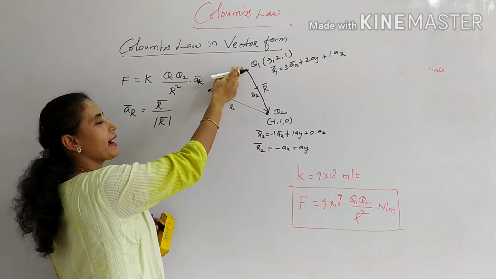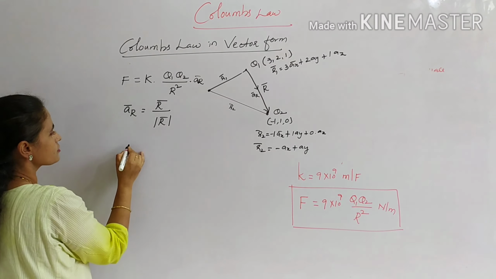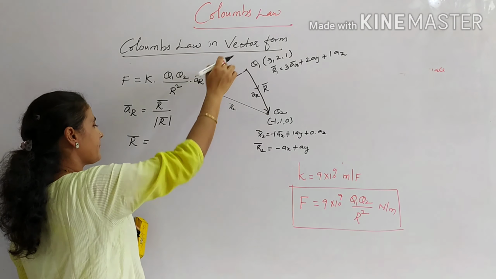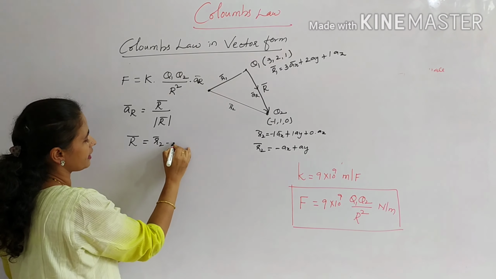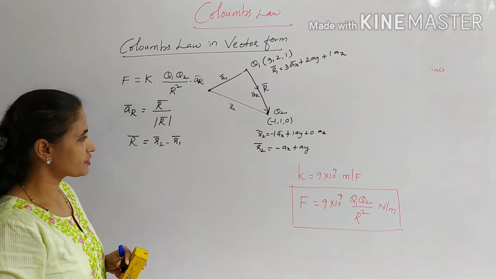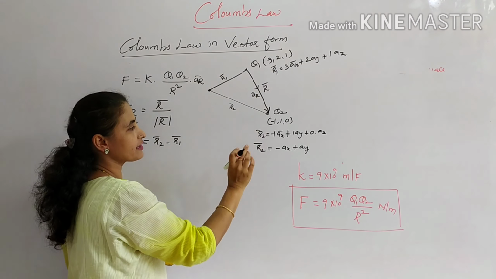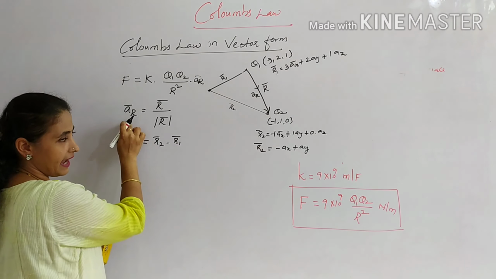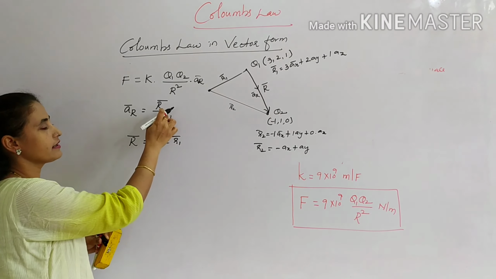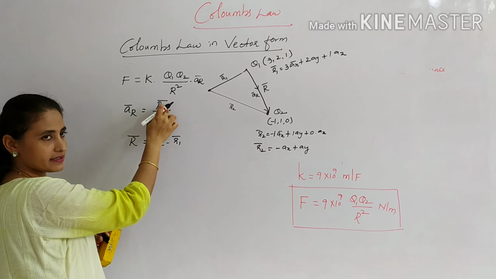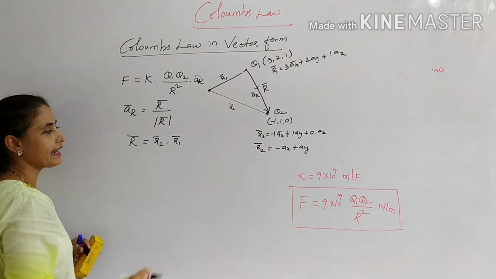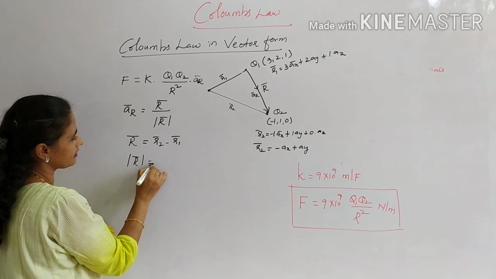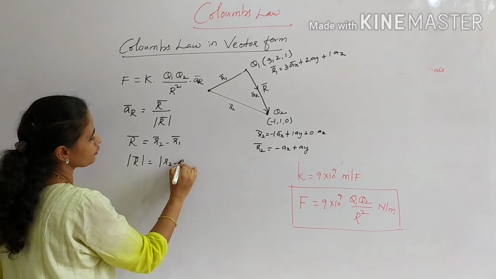r2 bar minus r1 bar, right? So r bar, the distance vector, is given by r2 bar minus r1 bar. In general, r2 and r1 are the position vectors of these two points, as shown here, right? So the unit vector ar is given by the distance vector r bar divided by the magnitude of this vector, which is the magnitude of r2 minus r1.